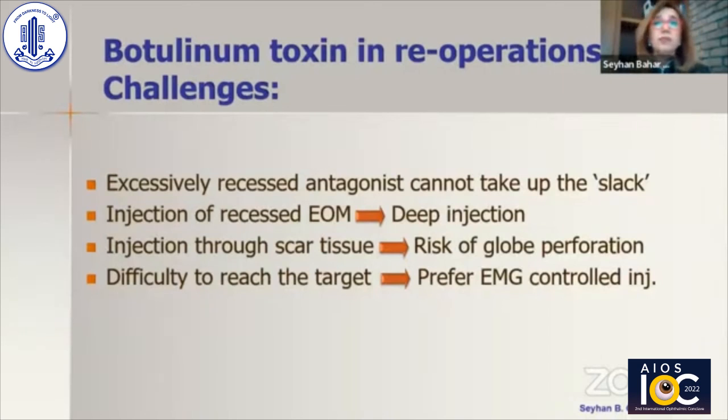So there are some specific challenges in the use of botulinum toxin in patients with reoperations. The first one is that an excessively recessed antagonist muscle cannot take up the slack. So this is a problem for a permanent effect. And injection of recessed muscles requires deep injection. Injection through scar tissue is challenging. There is a risk of globe perforation, and there's a difficulty to reach the target tissue. So EMG controlled injections should be performed.